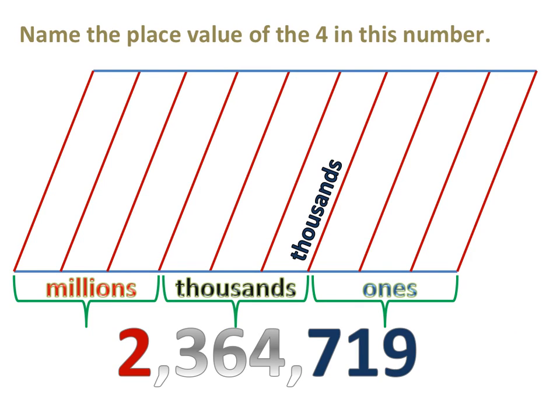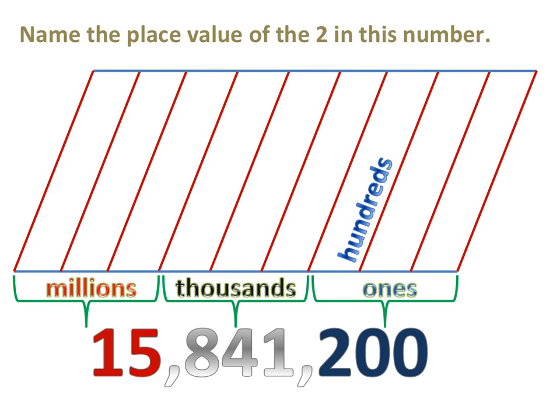What about the 4 in this number? 2,364,719. Here my 4 is in the thousands place, giving me a value of 4,000. What about my 2 in 15,841,200? This 2 is in the hundreds place, so I can name it 200s or 200.